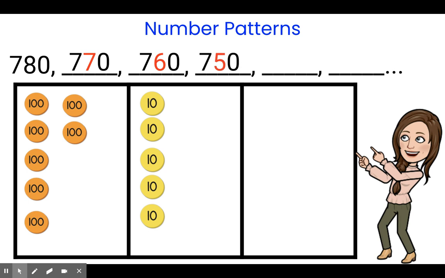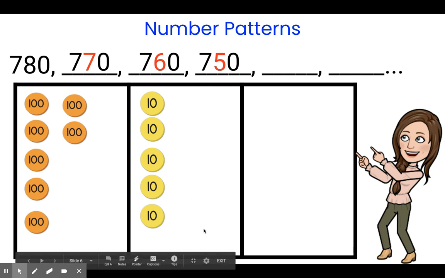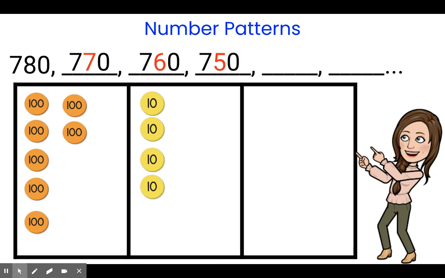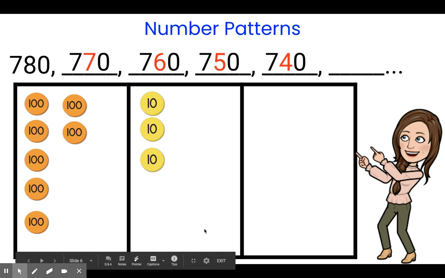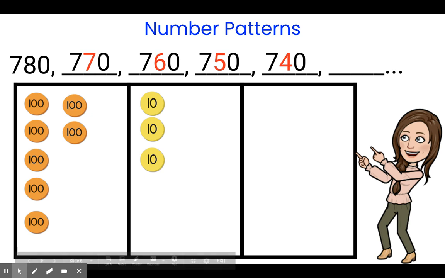Let's take away some more 10 place value discs. Watch closely. Another one is gone. I have 7 hundreds and 4 tens. 740. Let's remove one more 10 place value disc. Now I still have 7 groups of 100, but only 3 tens. 730. Let's take a closer look at the number pattern we've created.